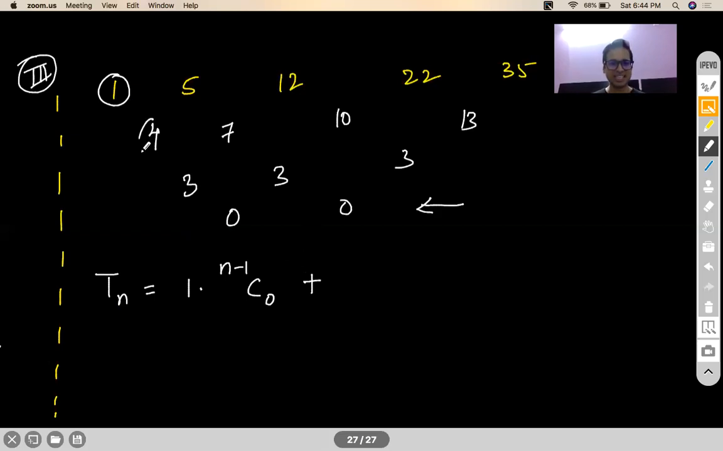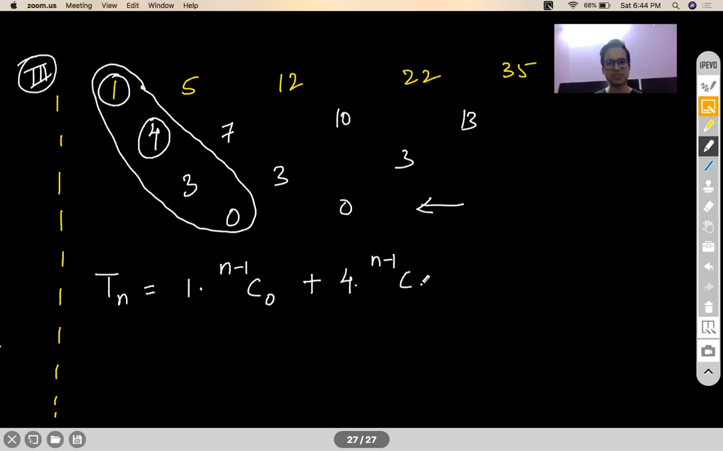Don't worry. Take the second term here. That means keep following this path. Okay. So take the second term, that is 4, and do n minus 1 C1. Okay. Take this third term and multiply it with n minus 1 C2. 0, of course, you needn't write it. So he said that this will be your nth term. Okay. Let's not believe him. Let's try to rectify our result.